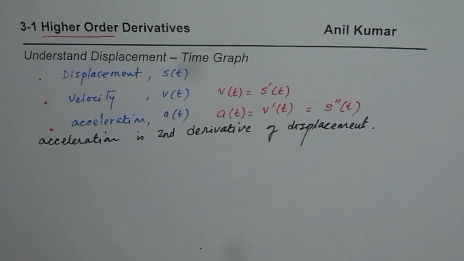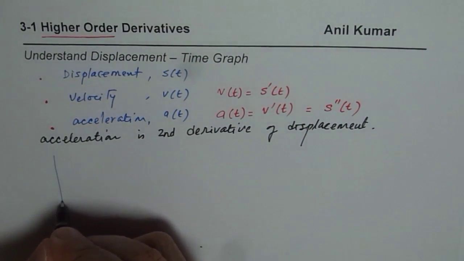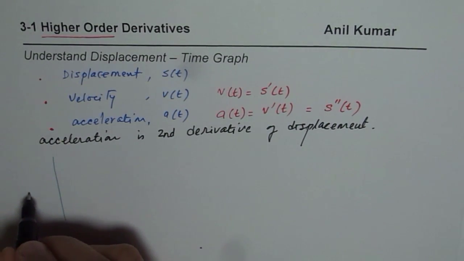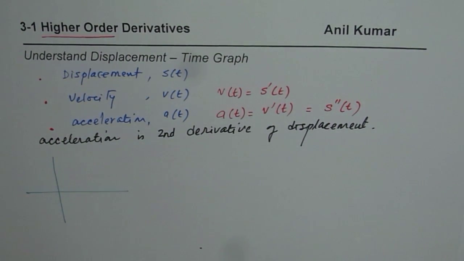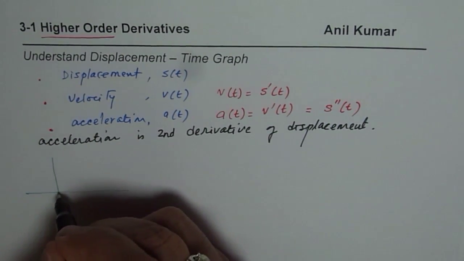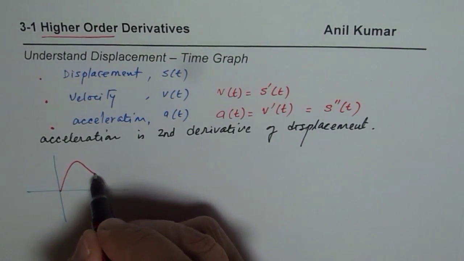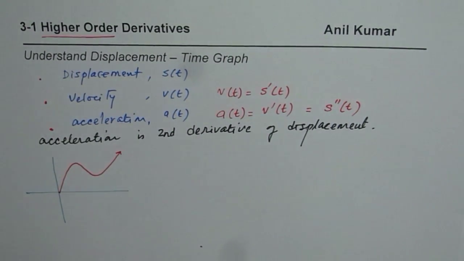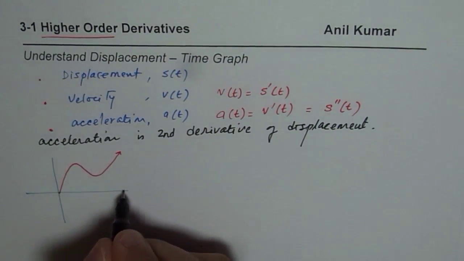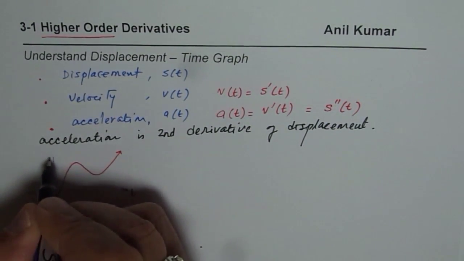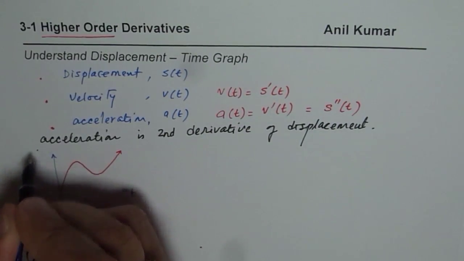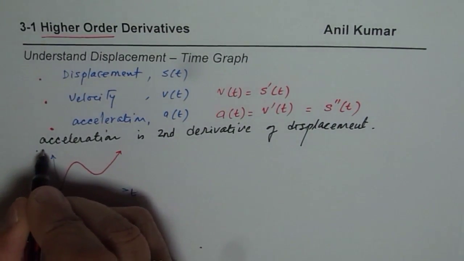The second part which we are going to discuss is how their graphs are related. So what I will do here is I'll sketch one graph. Let me just sketch one graph and then we'll work more on that particular graph. Let us say that we have a displacement. There's a body which is moving, and that's the motion of a body along a straight line. So here we are showing time on the x-axis, and this graph is for displacement. Let me write S of t.